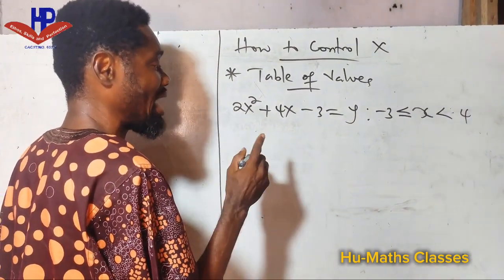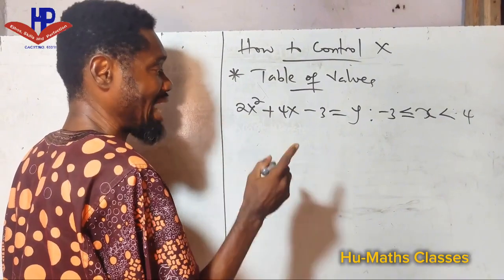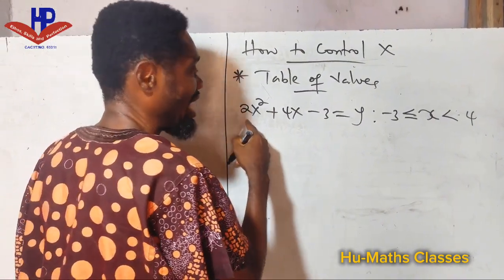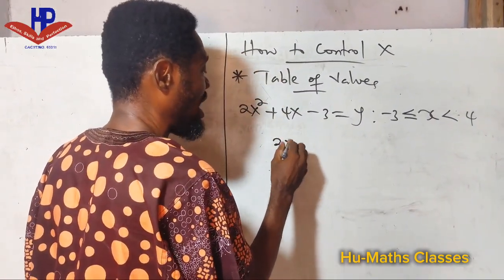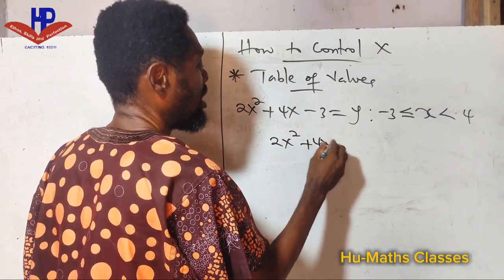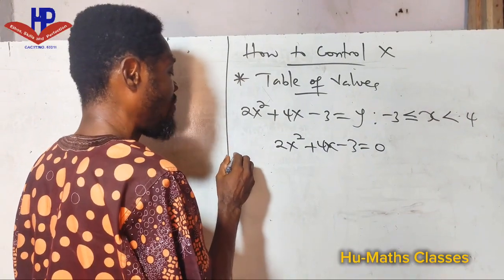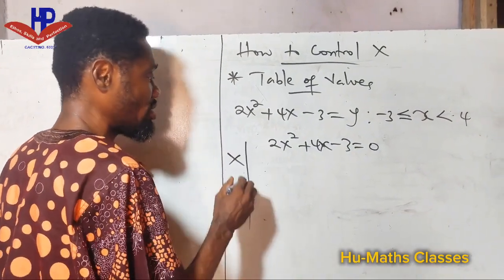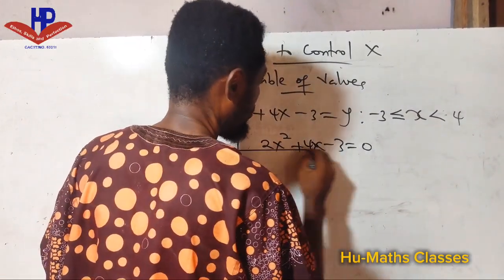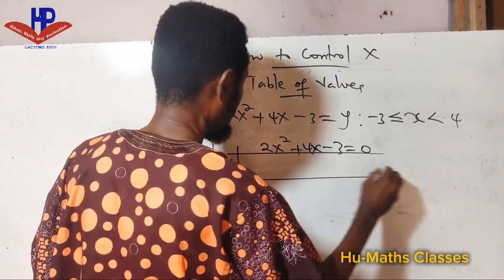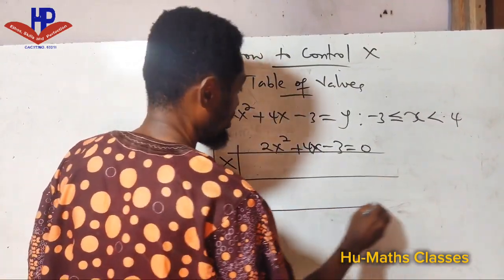But before you do that, your table must have a title, and that title is simply the equation given to you. So I'm going to have 2x squared plus 4x minus 3 is equal to y, or equal to 0. So I'm going to have x written down there with a line drawn. I have my y also written.